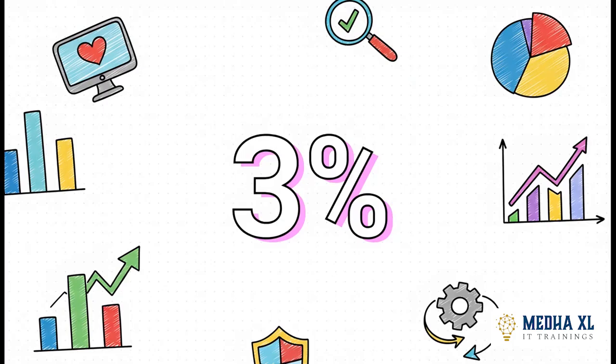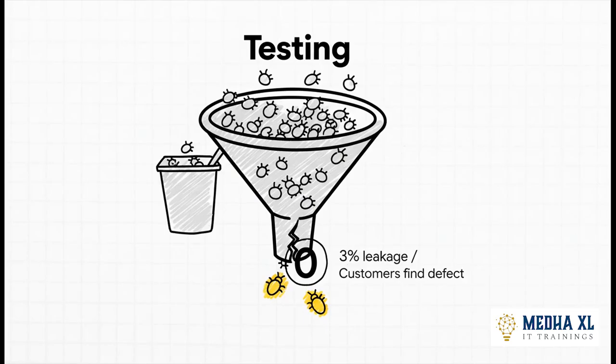So just for example, let's say your dashboard shows a defect leakage rate of 3%. So what does that actually mean? It means for every 100 bugs that existed, 3 of them slipped right through your quality net and landed in the hands of your customers. So obviously, the goal here is to get that number as close to 0 as humanly possible.